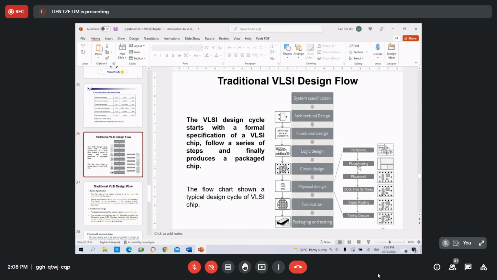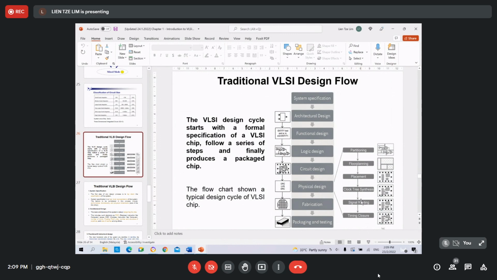This floor plan will determine the quality of the chip and how the chip is implemented. And then what is it about floor plan? I will cover further today. In floor plan, it involves placement and signal route. All this process, placement and signal routing, I will cover. For clock tree synthesis, this one I will not mention. I will emphasize placement and signal routing.